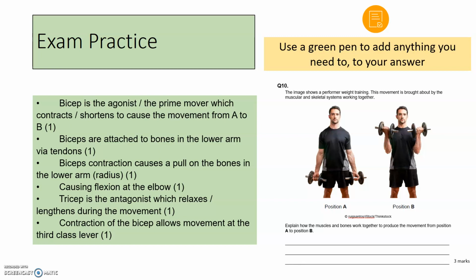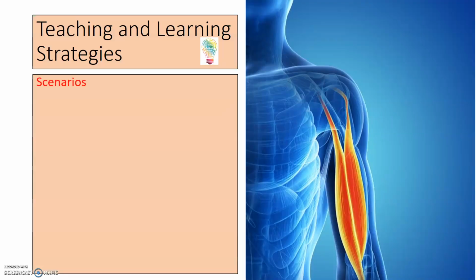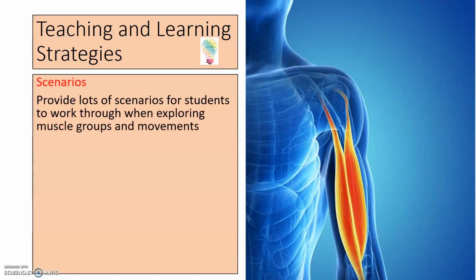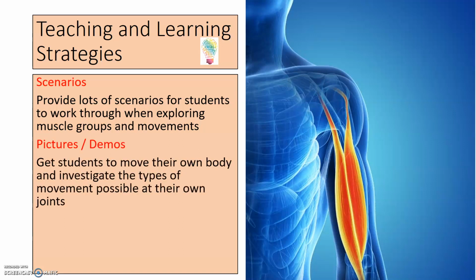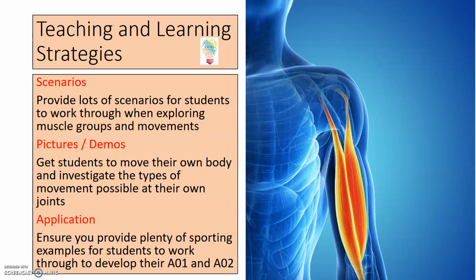And then finally, for the teaching and learning strategies, teachers, make sure you go through some scenarios with the students so that they can explore their own bodies in terms of the muscle groups and the movements that occur. Use pictures and demonstrations. So again, get students out in front or working in pairs to see the movement types that can occur within the specific joints, and make sure you use plenty of application. So examples from lots of different sports.